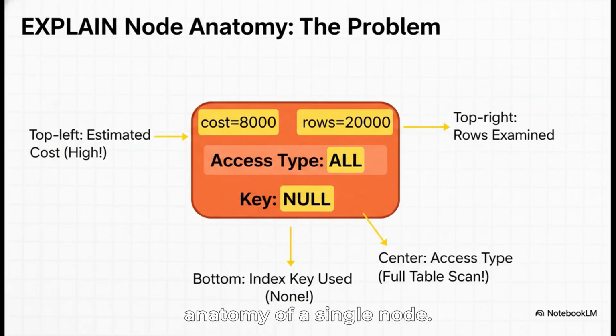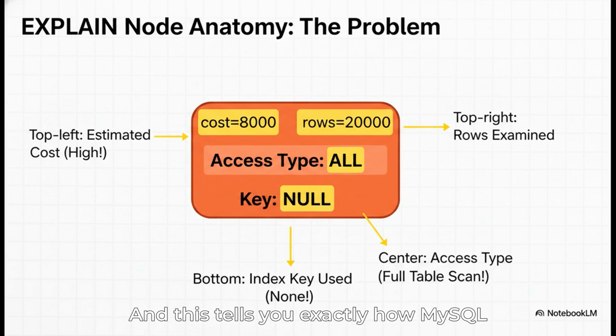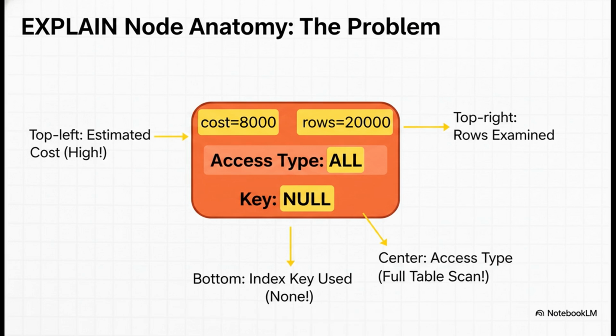Let's zoom in on the anatomy of a single node. The metadata inside these boxes is basically your smoking gun. In the top left corner, you have the relative cost of the operation. Over in the top right, you'll see the estimated number of rows MySQL expects to process. Right dead center is the access type, and this tells you exactly how MySQL is fetching the data. Finally, at the bottom in bold, you see the key, which is the specific index being used. Now, if that key area says null or none, you know for sure you have a serious problem.